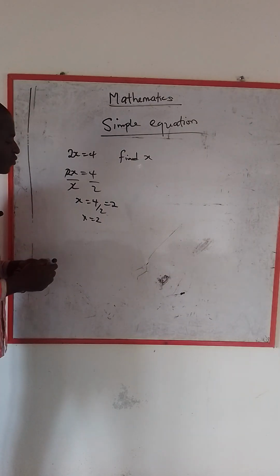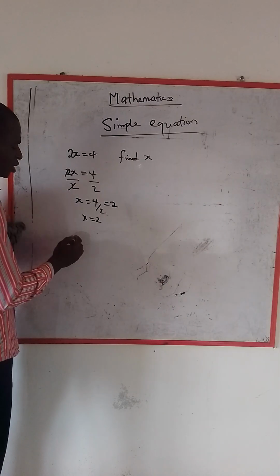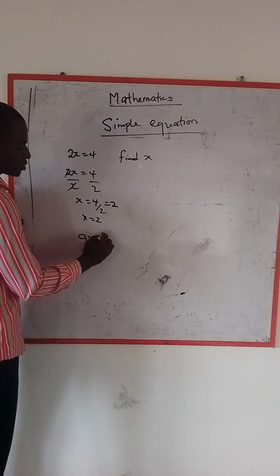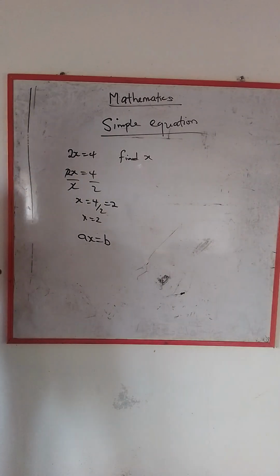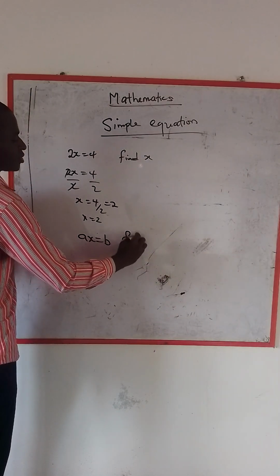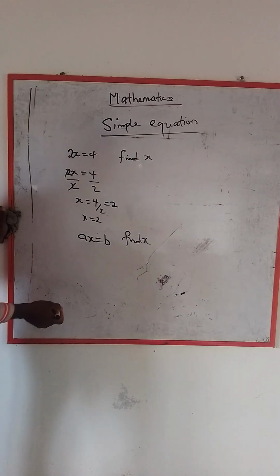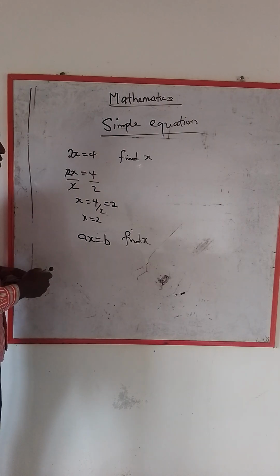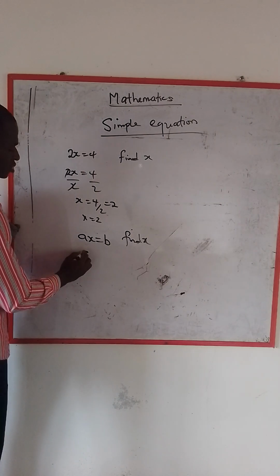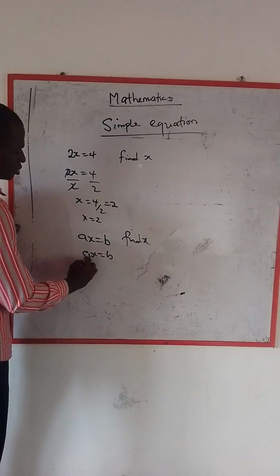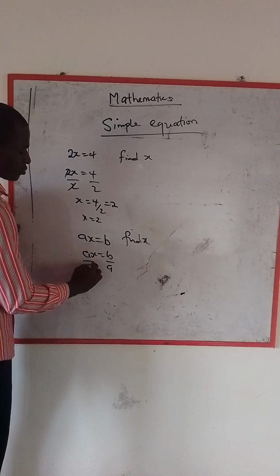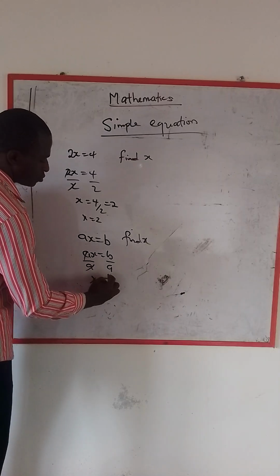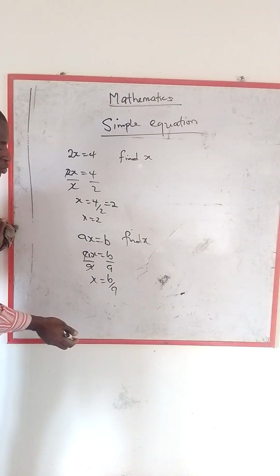Let me use alphabets to explain what I'm saying further. Let me assume I'm having ax equal to b. I'm saying the same thing, but you're going to see that I'm using alphabets to explain what I am talking about. Find x in the first case. If I'm looking for x, you will know automatically that what is attached to my x here is a. I'm going to use it to divide both sides. So it's ax equal to b. Divide both sides by a because a is attached to my x. So my x is equal to b over a. It cannot go beyond that.